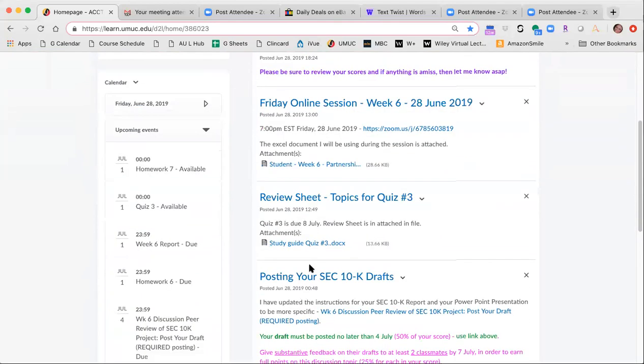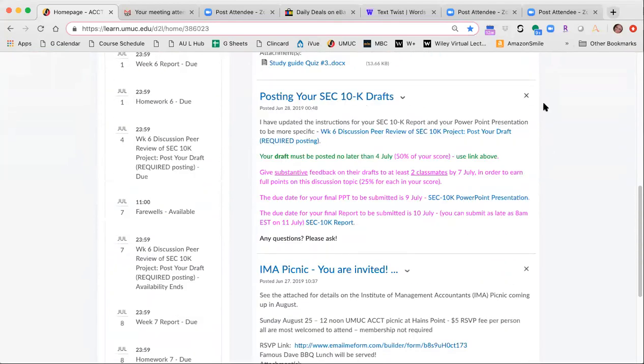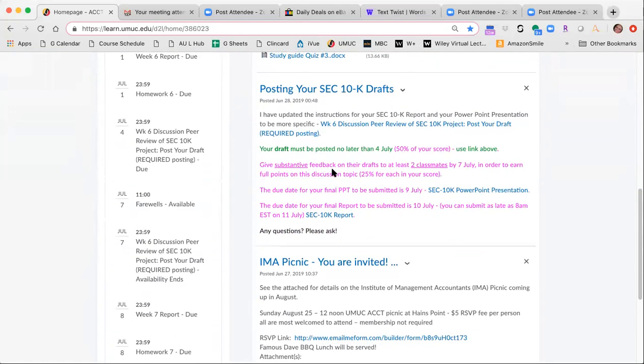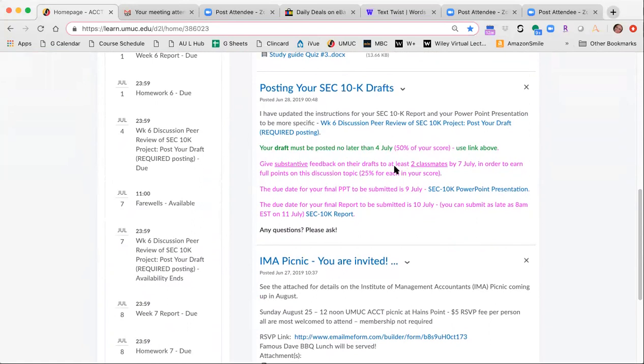So please be sure that you see this announcement here. For your drafts, you should have two drafts, the written report and the PowerPoint presentation. So you need to post your draft by the 4th of July. I'm not saying do it on the 4th of July, but if you can get it done ahead of time, you can enjoy your 4th of July, I hope.